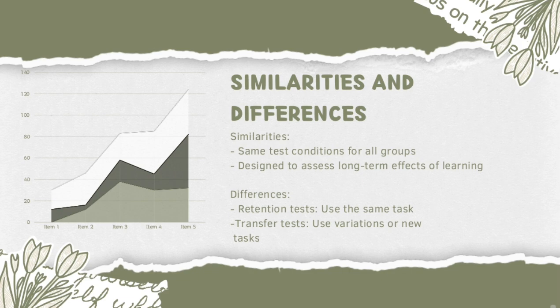Similarities and differences. Similarities: same test condition for all groups, designed to assess the long-term effect of learning. Differences: retention tests use the same task. Transfer tests use variations or new tasks. In general, retention tests focus on memory while transfer tests focus on application and generalization of learning. Both are valuable for a complete understanding of learning effectiveness.